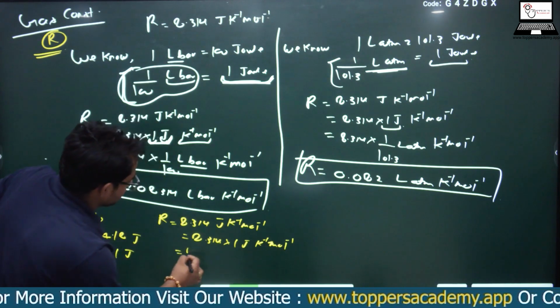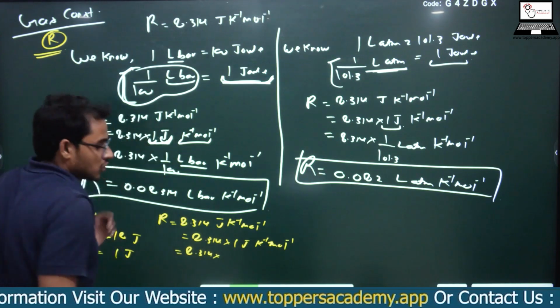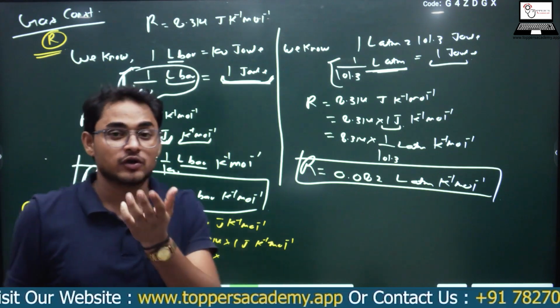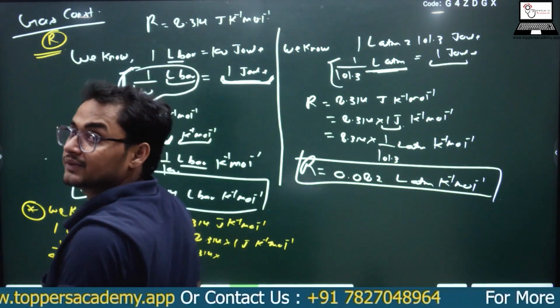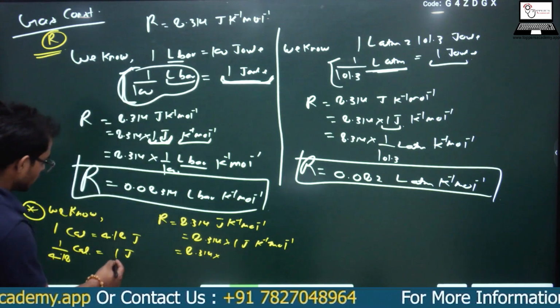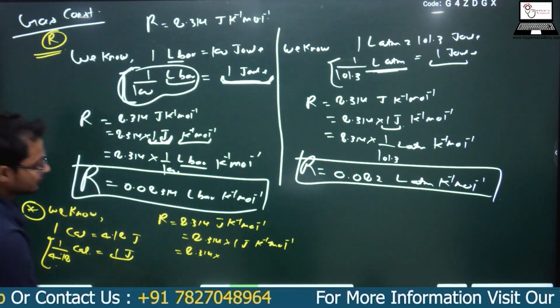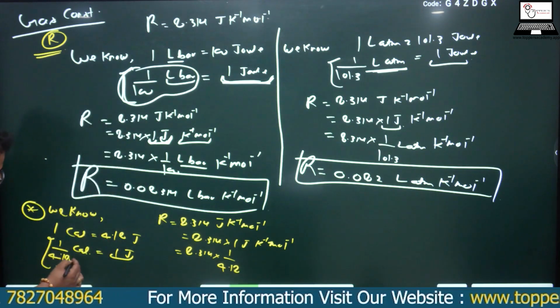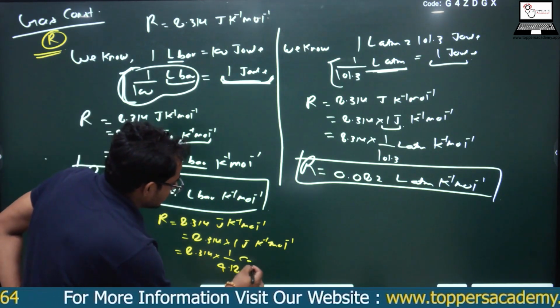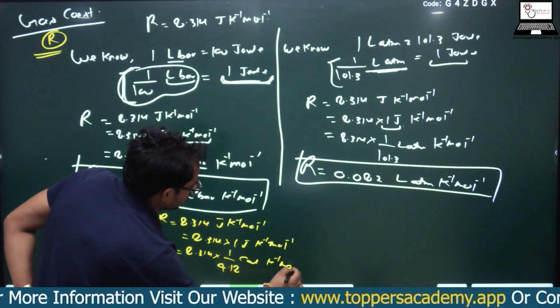In place of this 1 joule, I am going to write the value of 1 joule in terms of calorie. So 1 joule is equal to 1 upon 4.18 calorie Kelvin inverse mole inverse.